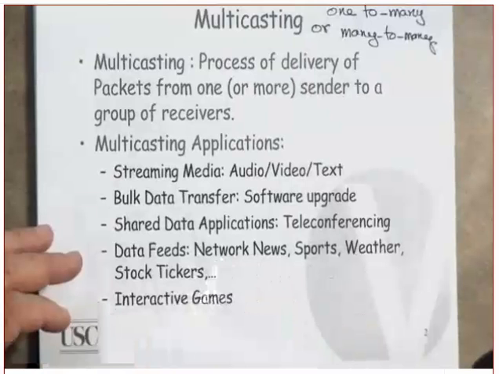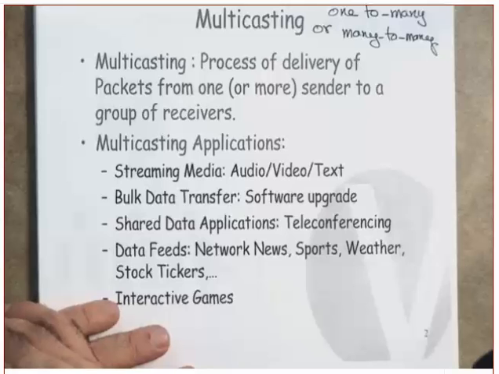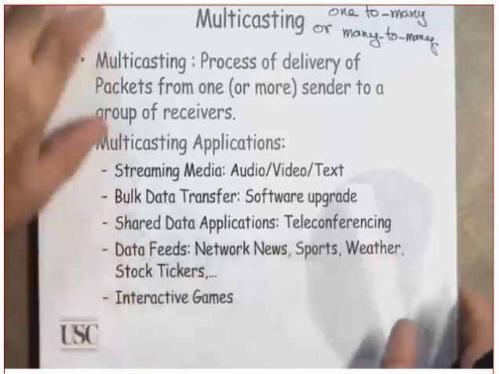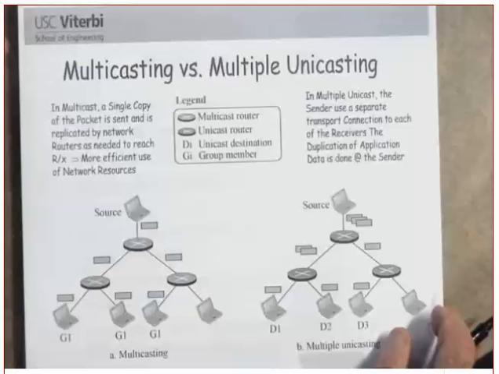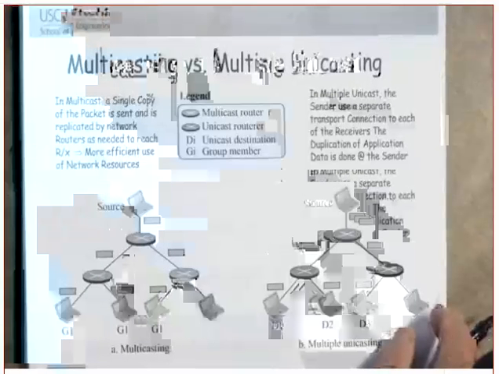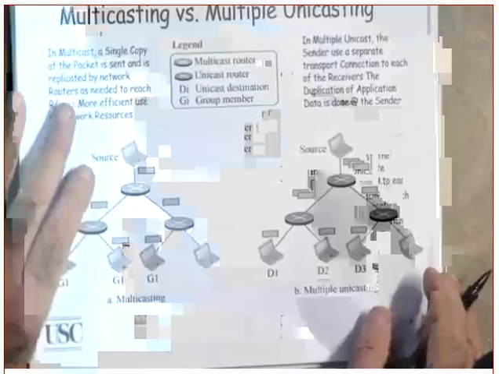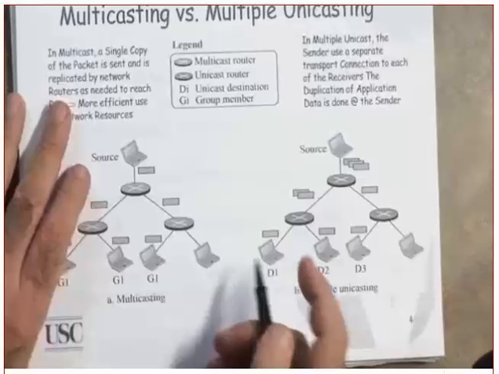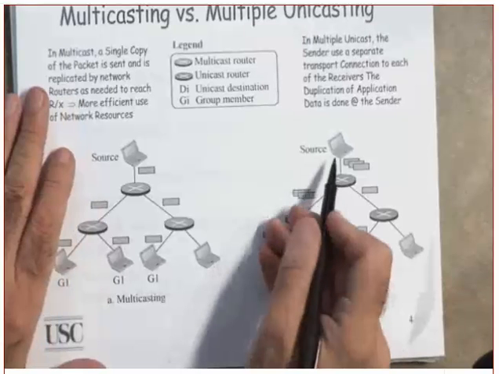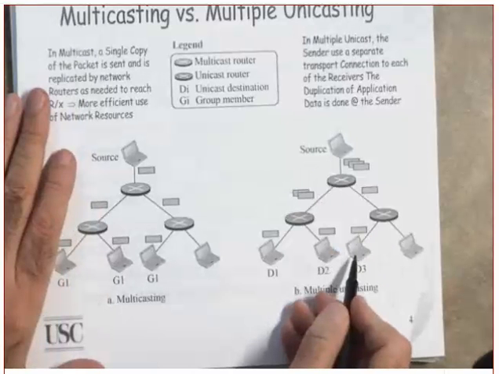We discussed the difference between multicasting and multiple unicasting. In multiple unicasting, let's assume these are the receivers and this is the sender, the source. These are interested in receiving messages. It's the same message. The source is going to make three copies. Each one of them is a unicast packet.